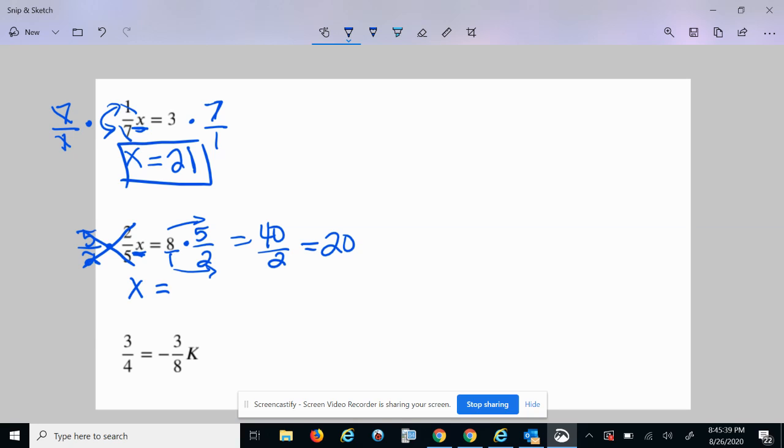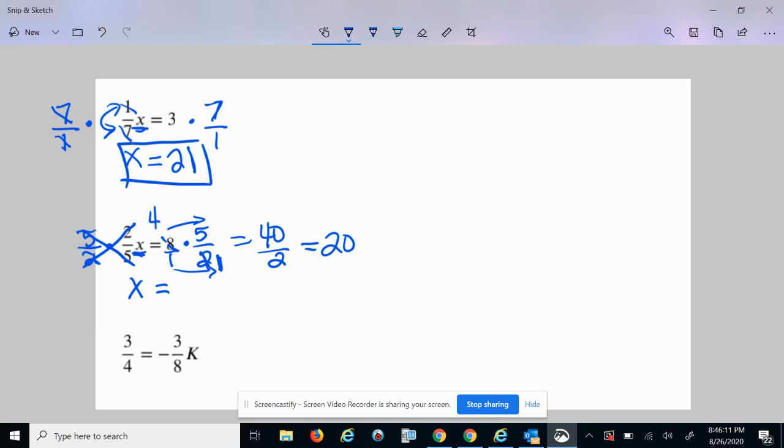Okay. The second way I can think of this problem, and the choice is completely up to you, how do you like to multiply, is I see this 8 and this 2, and they have a common factor of 2. I can divide 8 by 2, and I can also divide 2 by 2. So they have a common factor, and I can divide them both by 2. 8 divided by 2 is 4. 2 divided by 2 is 1.